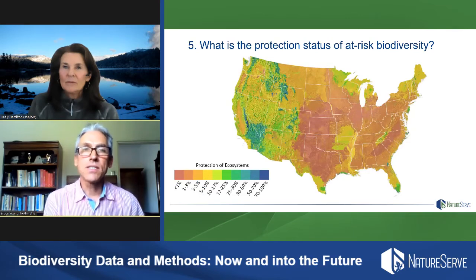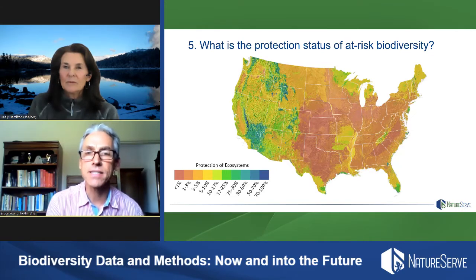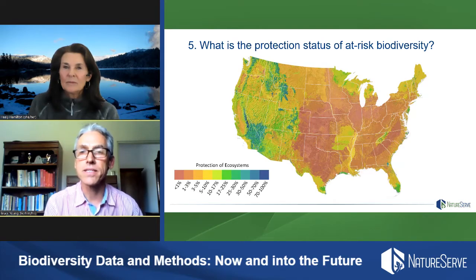Now, our last question is, what is the protection status of at-risk biodiversity? And here we're looking at this at the ecosystem level. This analysis gives you a view of how well our native ecosystems are covered by existing protected areas. You can see, again, especially those prairie grasslands are not very well protected. And also in the southeast, the Appalachian Piedmont are very poorly protected. And protection coverage, as many of us know, is much greater in the west than it is in the east.